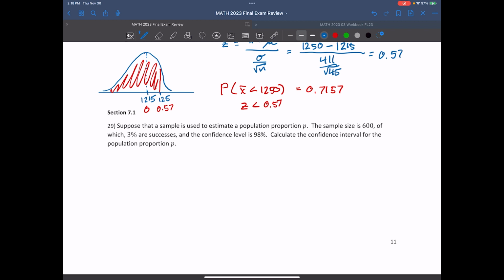Suppose that a sample is used to estimate the population proportion p. So again, lowercase p here, we're talking about population proportion. The sample size n is equal to 600, of which 3% are successes. So p hat is equal to 0.03 or 3%. And we're looking at a confidence level of 98%. Calculate the confidence interval for the population proportion p.